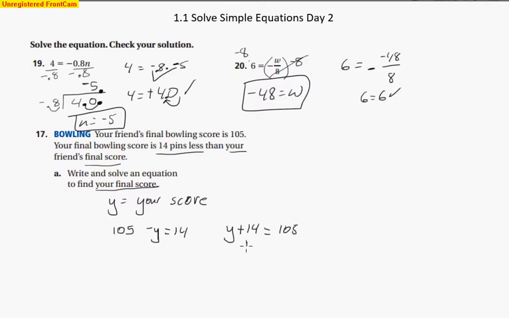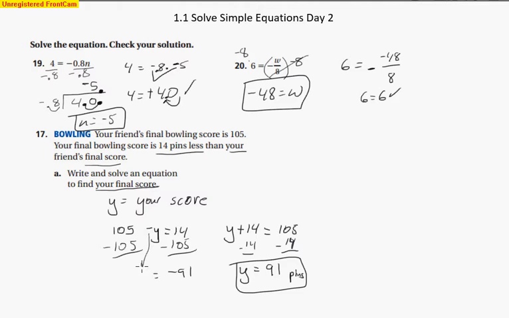So here I have to subtract 14 from both sides. And so once I do that, I'm left with y equals, and then I do that subtraction, end up with a 9 and a 1. So 91 pins was your score. Now if I was to do the other equation, I would do the same sort of thing. I subtract 105. Now when I take 105 from 14, 105 is bigger, so it ends up giving me a negative 91. But that's okay, because I still have this negative y. So if I multiply or divide by a negative, that will cancel out the negative sign in front of y, leaving me with the same score, 91 pins.